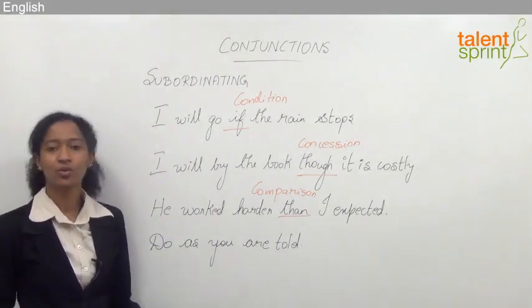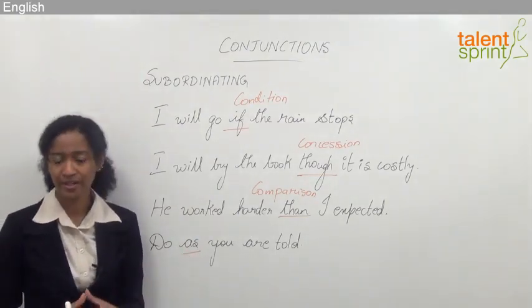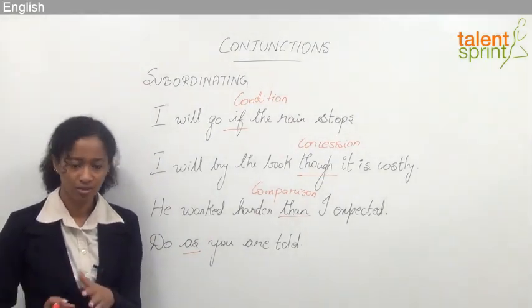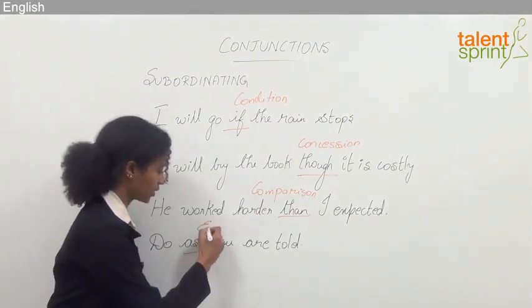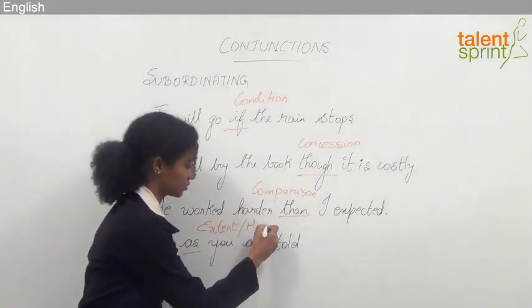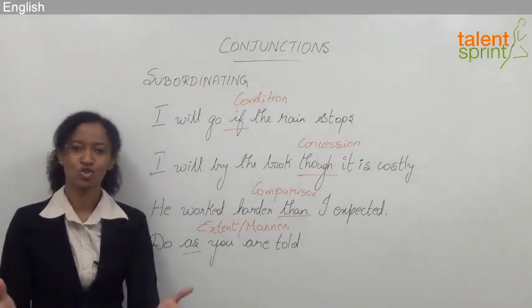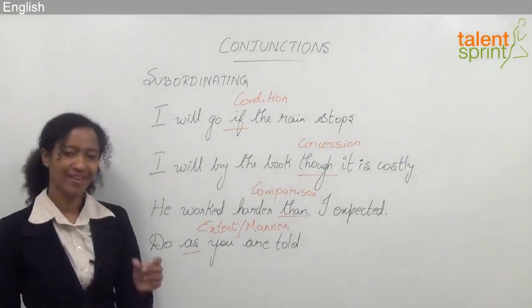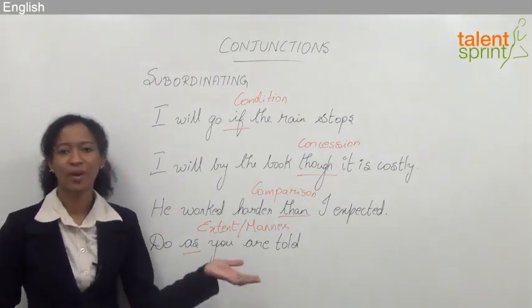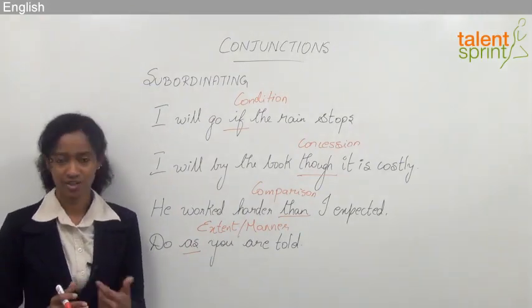Okay. Do as you are told. Here, as is the subordinating conjunction, which is giving me a sense of manner or the extent. So either it is the extent or manner. Another famous example would be, as you sow, so shall you reap. Right there again, as is projecting the extent or manner. Okay, and that's how it functions as a subordinating conjunction.